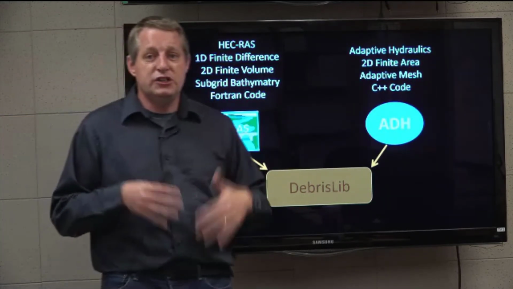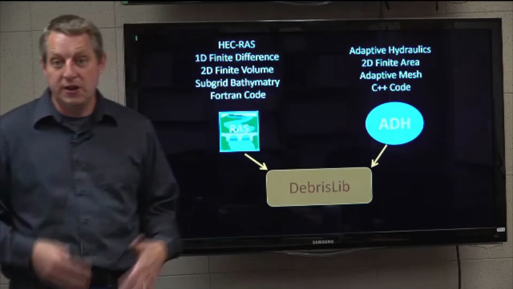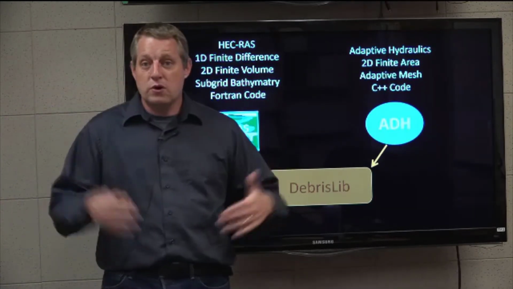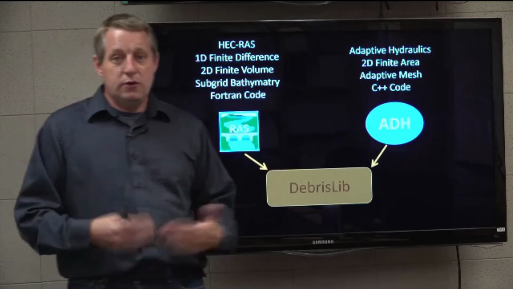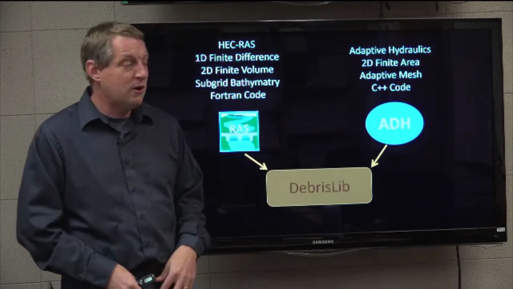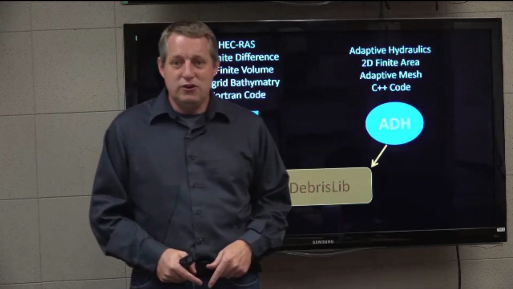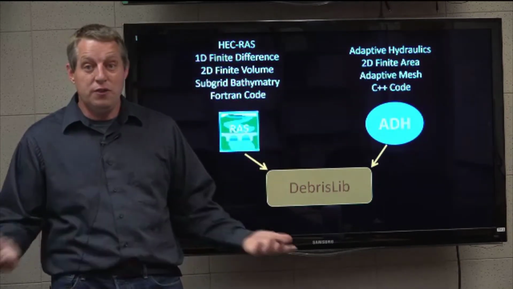And we developed a joint library of non-Newtonian algorithms. This library is called debris lib, and basically all of the core software are calling debris lib. We've developed these algorithms together. We've V&V'd them and QA and QC'd them together, and we continue to add new ones together. And so as the library grows, the capabilities of all the models grow.